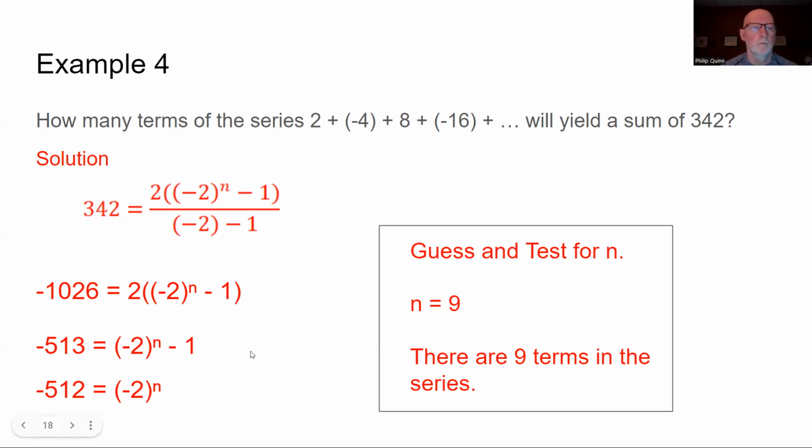And at this point, we're going to use guess and test. What exponent raised to a base of -2 would equal -512? And by doing so, we'd find that there would be 9. And that tells us that there are 9 terms in the series, which is what we were asked to find. In Math 30-1, we find out more efficient ways to solve for that exponent, that letter there.